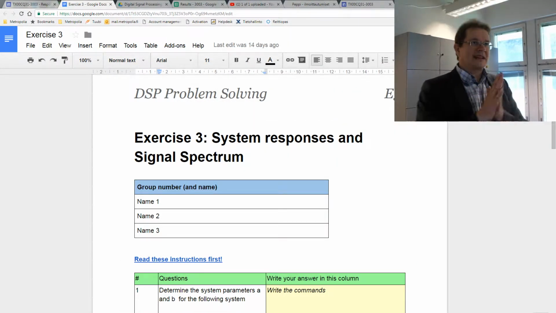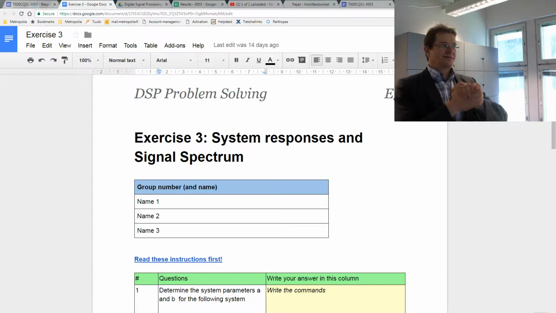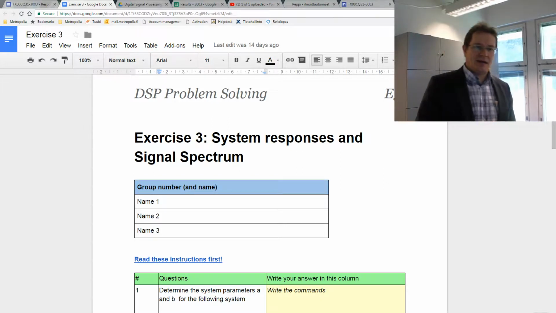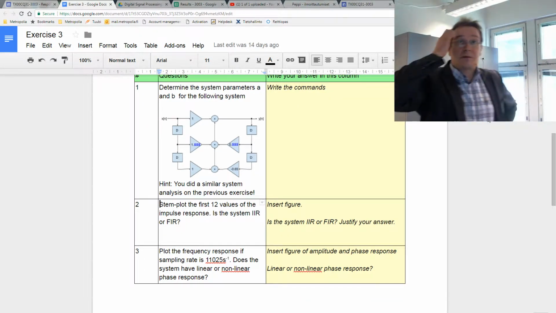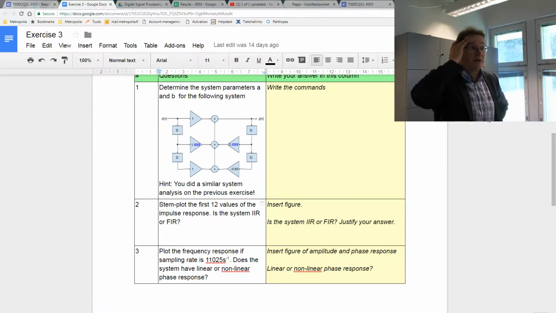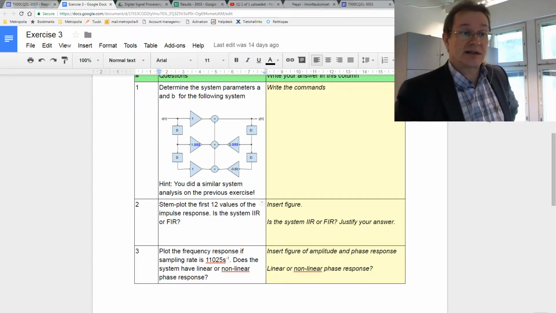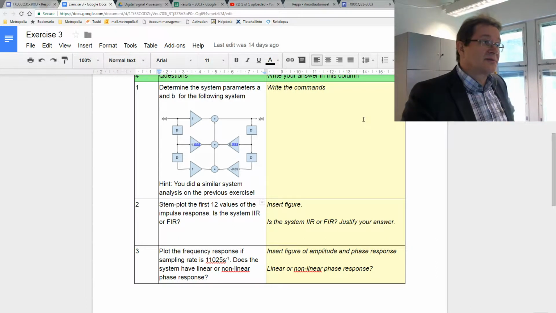Okay, let's start the exercise part. So, exercise 3 is about system responses and signal spectrum. Basically, the first question is about the same as you had already in the second exercise: finding the system parameters from this graph, and then stem plotting the first 12 values of the impulse response.